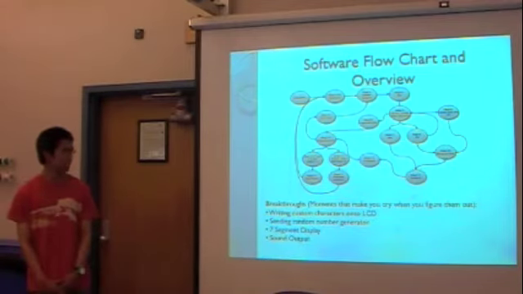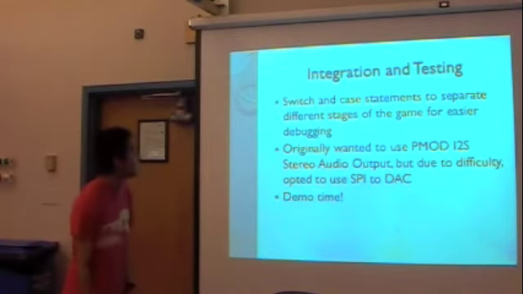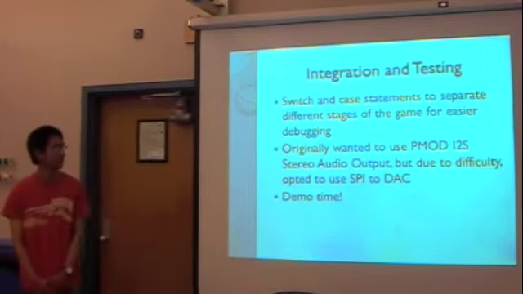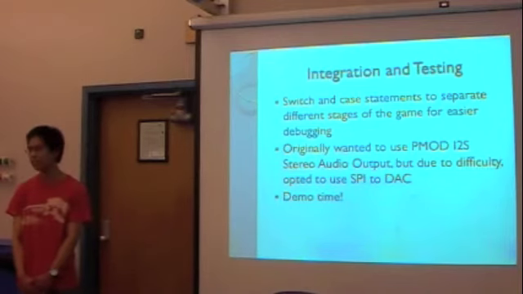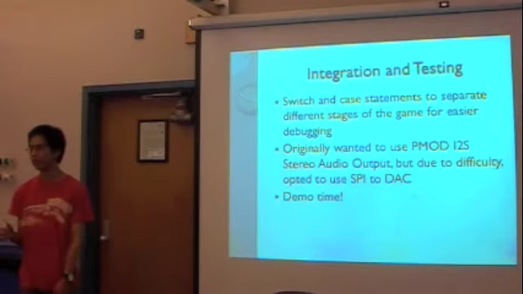And these are just some breakthroughs that made us really happy: writing custom characters onto the LCD, seeding the random number generator, displaying letters on the 7-segment display, and sound output. And then we use switch and case statements to separate each stage of the game for easier debugging, so that we can isolate any code problems by commenting out the rest of the code.